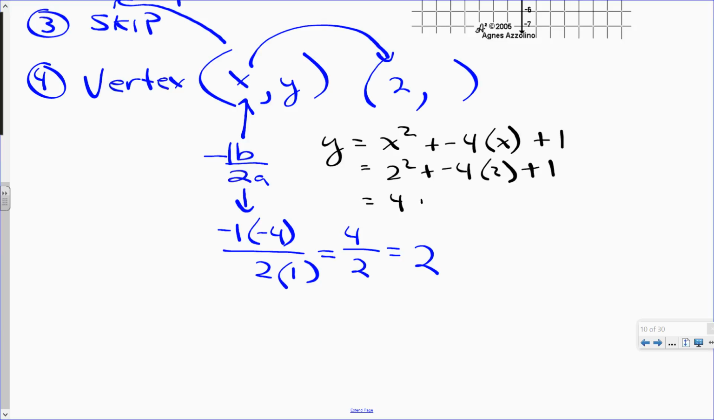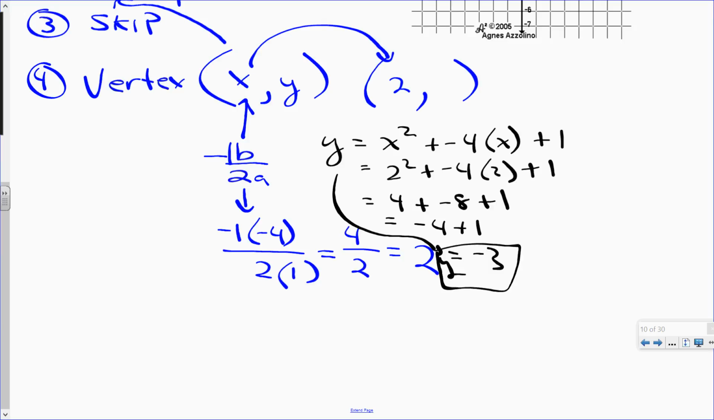So that'll be 4 plus a negative 8 plus a 1. So far, so good. 4 plus a negative 8 is negative 4, plus 1. And that becomes a negative 3, right? So remember, this is y. All this is y. Y is equal to negative 3. So there's our vertex. We had our x, and now we have our y.